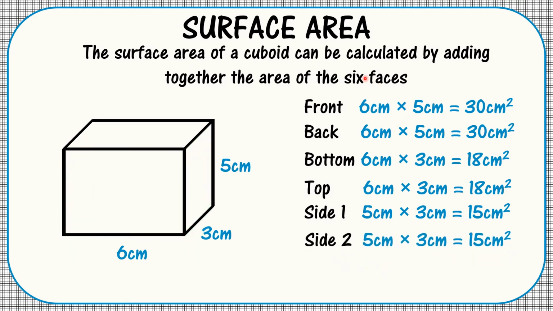What we do now, as mentioned previously, the surface area of a cuboid can be calculated by adding together the area of the 6 faces. We have the value of the 6 faces. All you would do is add them all up. So the total surface area is 126 centimeters squared. Remember to include the correct units.